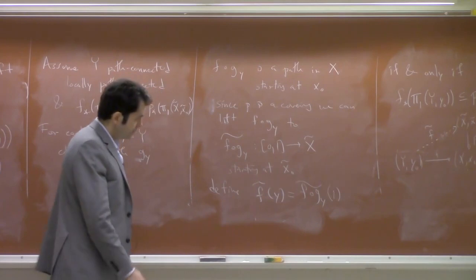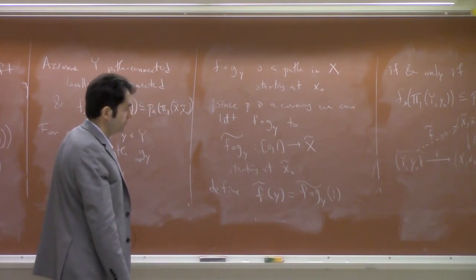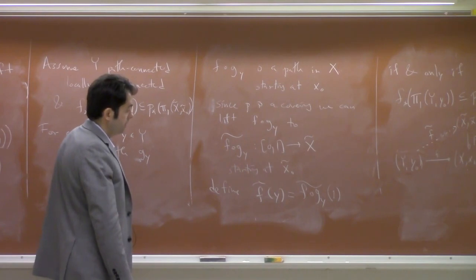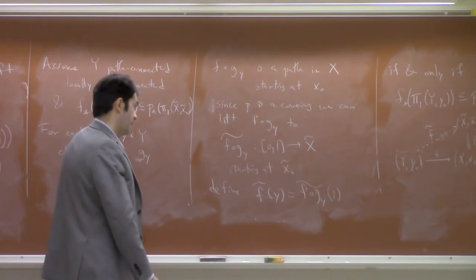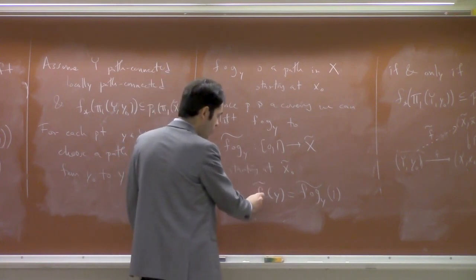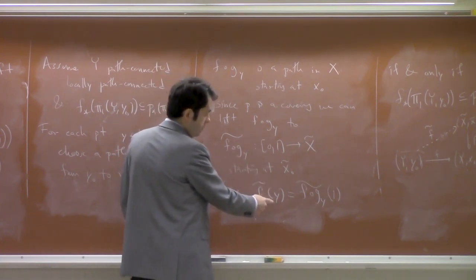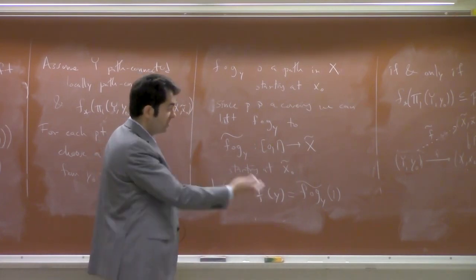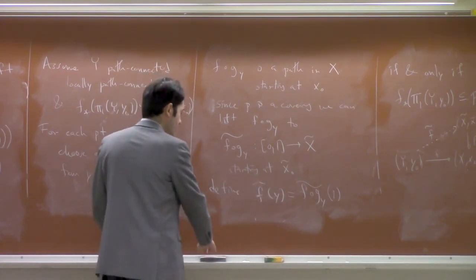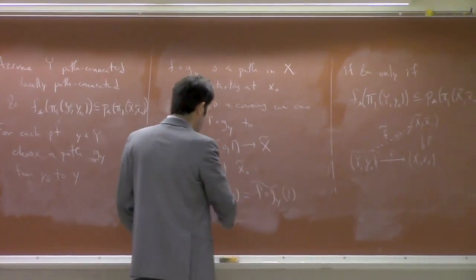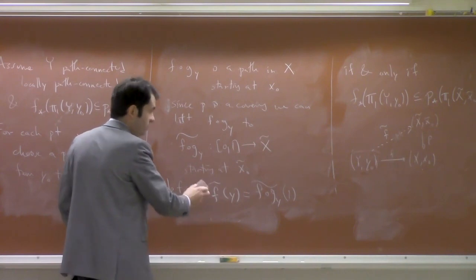Okay? So if we had f tilde, then by uniqueness of lifts, this would be its value at y, right? So this is a consistent definition if you actually do have a lift. And what we're going to show is that this does give you a lift.